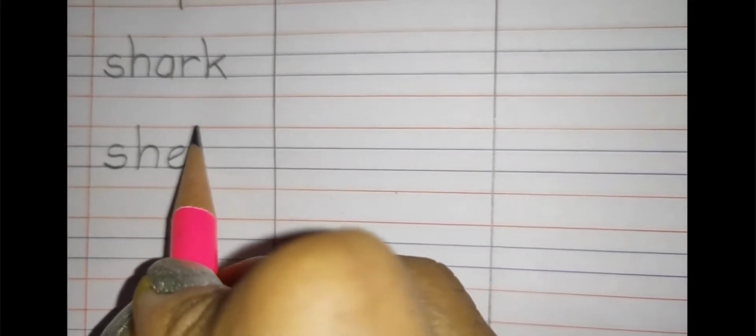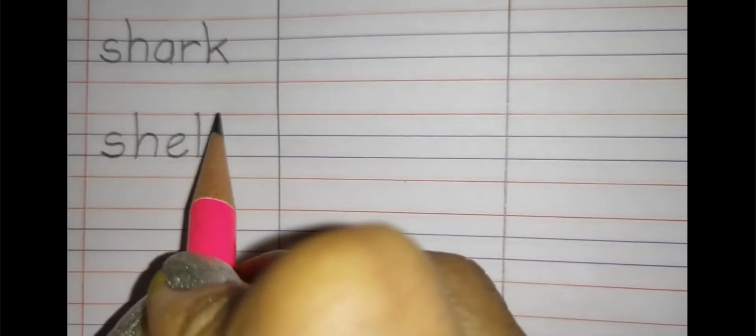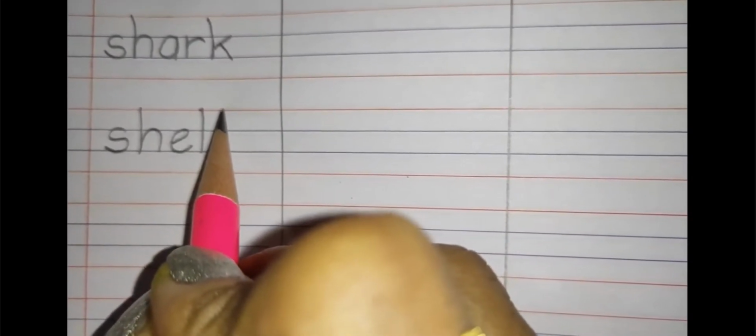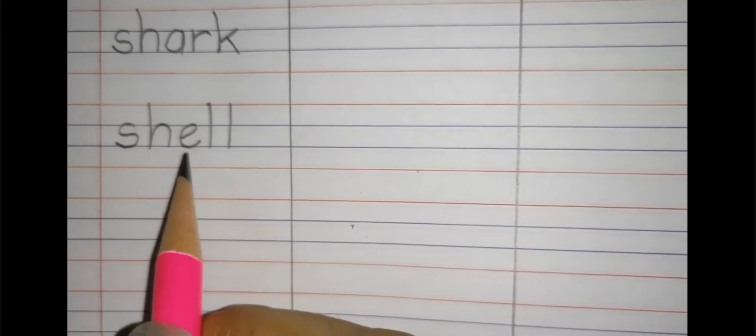For L, standing line. Again for L, standing line from red to second blue line. Shell. S-H-E-L-L. Shell. Shell is a hard protective outer layer created by animals that live in the sea.